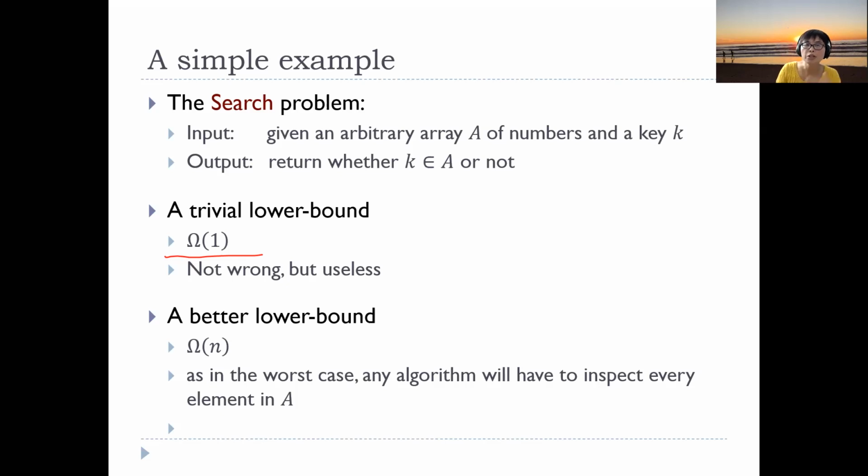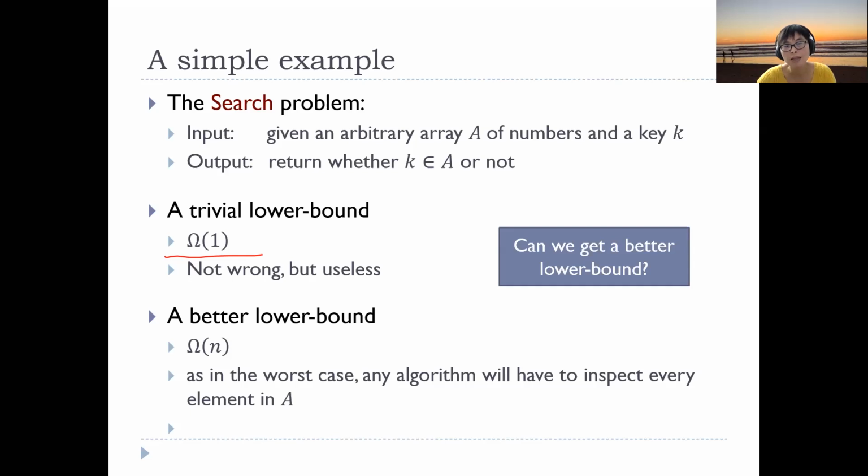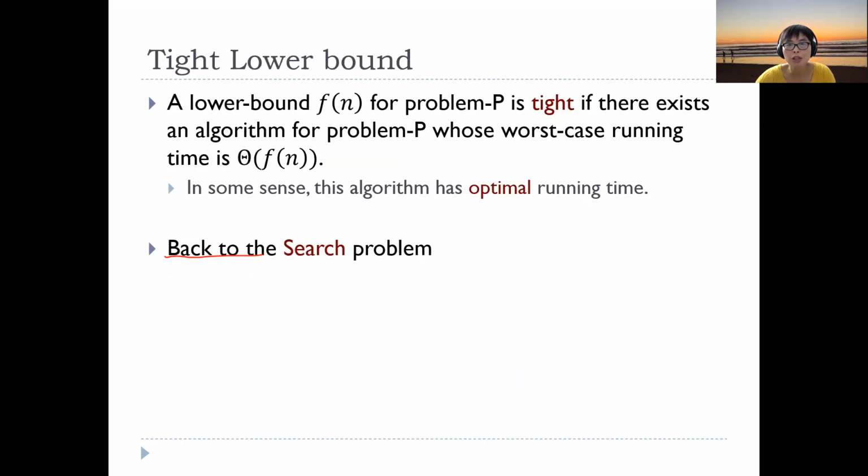So as such, the search problem has a theoretical lower bound, which is big omega of n, which is linear. Now this is a good lower bound. Why is this good? Can we get even higher? Clearly, the bigger the function is, the harder it is to get, because I can always trivially just give you a constant.